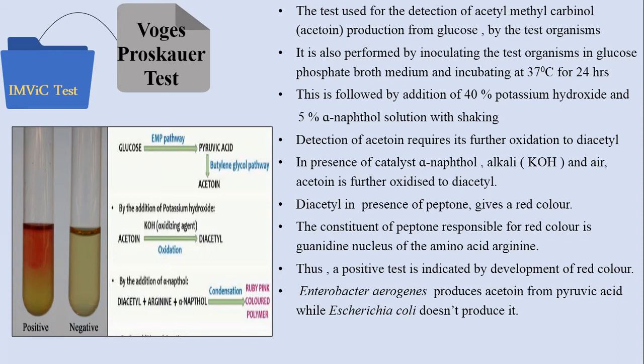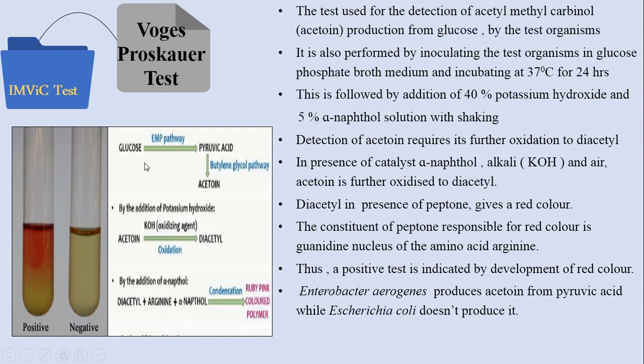So you can see here in this image how the positive Voges-Proskauer test and negative Voges-Proskauer test look. In the positive test, after the addition of 40% potassium hydroxide and 5% alpha-naphthol, there is development of a red color. But in the negative test, there is no development of a red color.